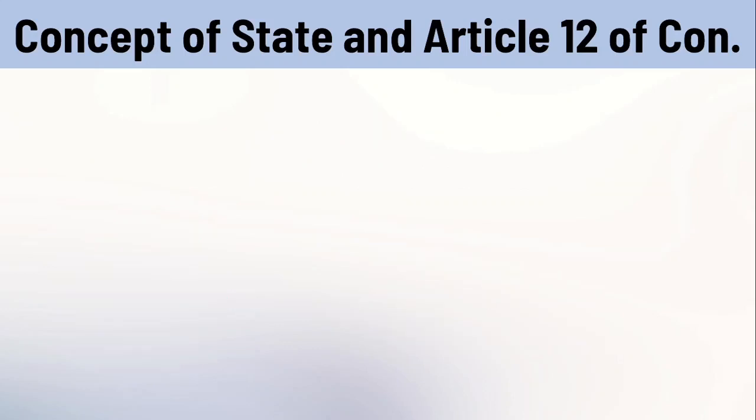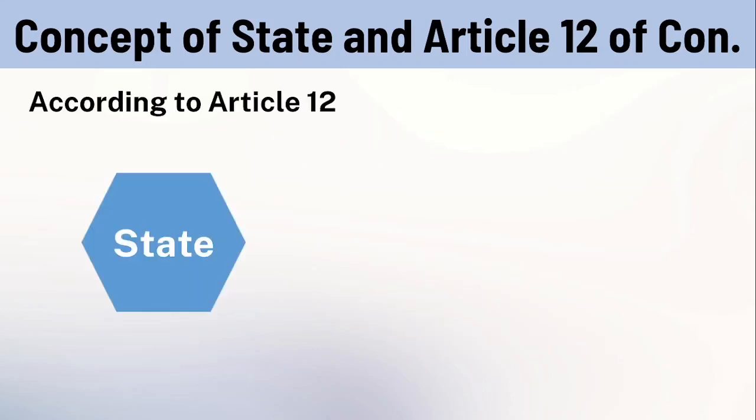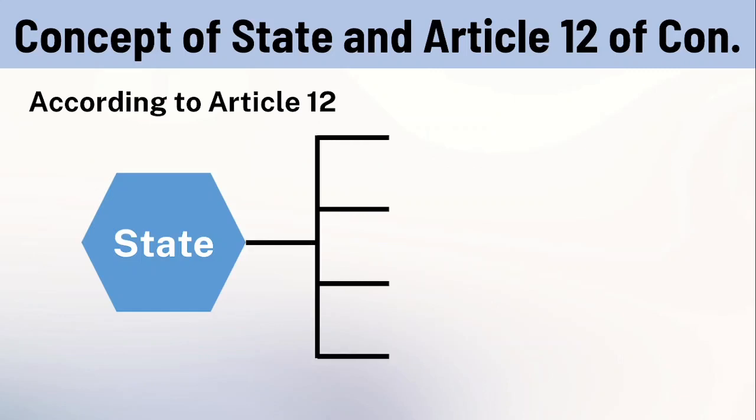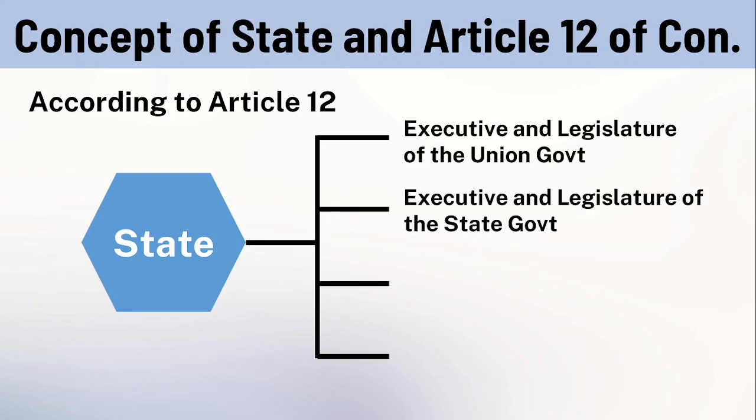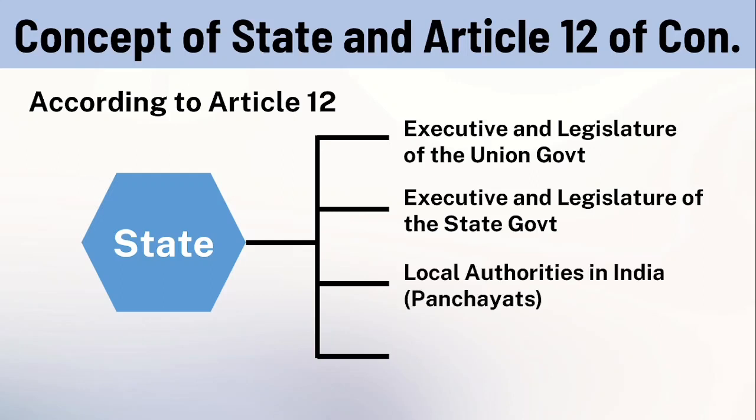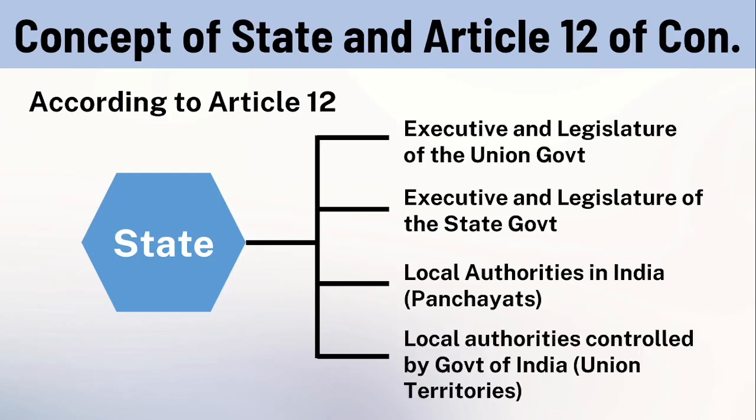Let me show you. According to Article 12, state is made up of four things in India, right? In India, state defines the executive and legislature of the union government, the executive and legislature of the state government, the local authorities in India or panchayats, and the local authorities controlled by Government of India, that is union territories.